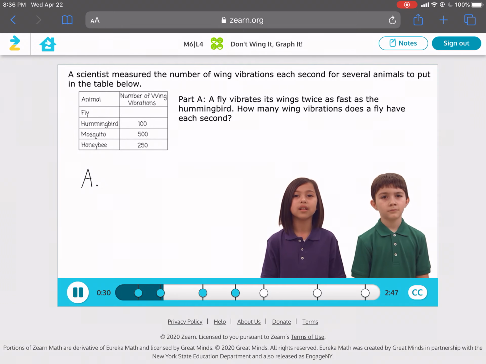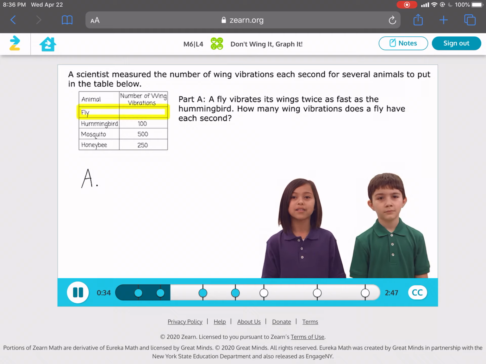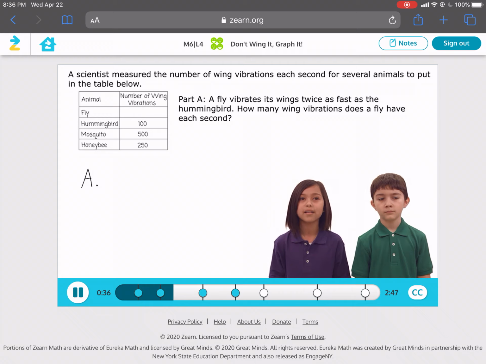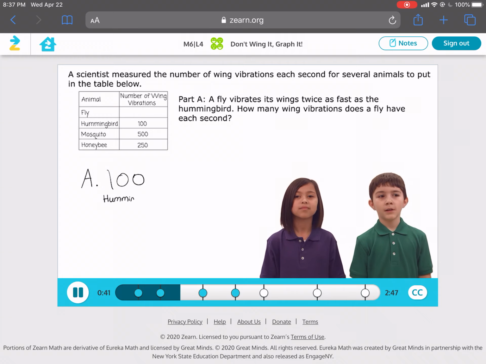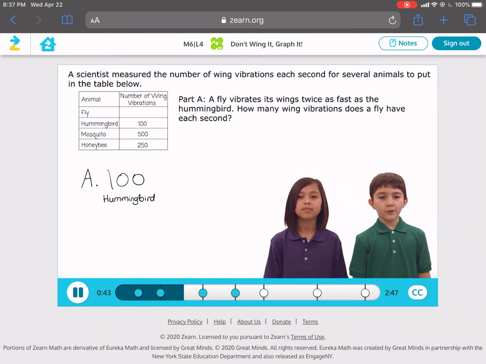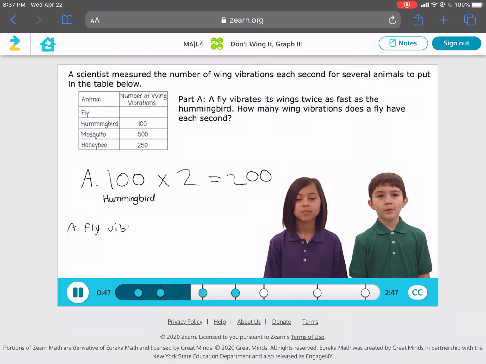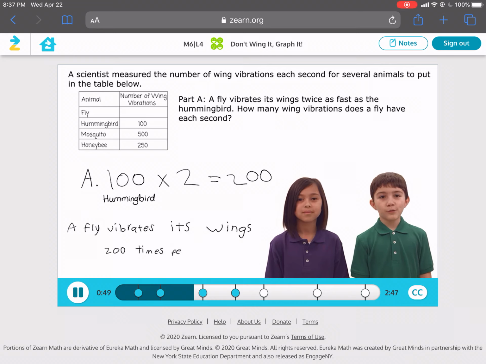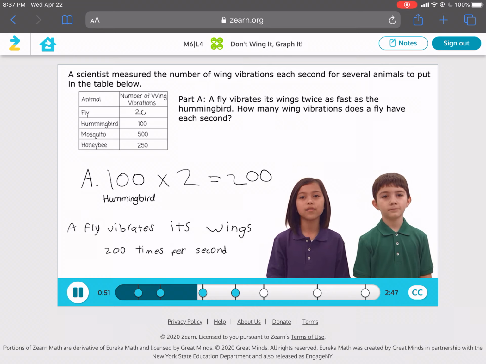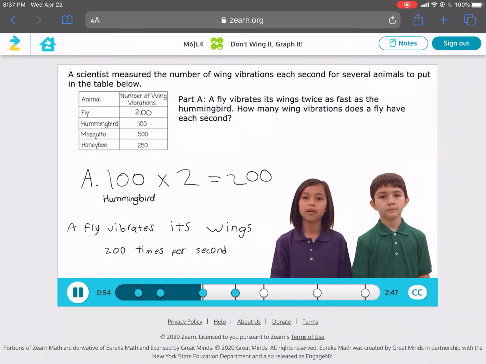We need to figure out the number of vibrations per second for the fly. We know the fly vibrates its wings twice as many times as the hummingbird. To find the last point, we would multiply by 2 to get 200. A fly vibrates its wings 200 times per second. Now we have all the information, so now we can build the bar graph.